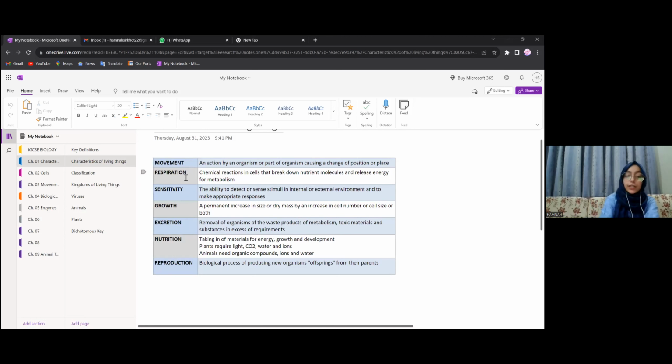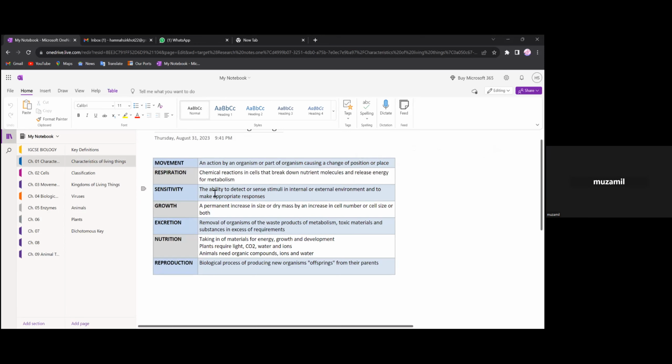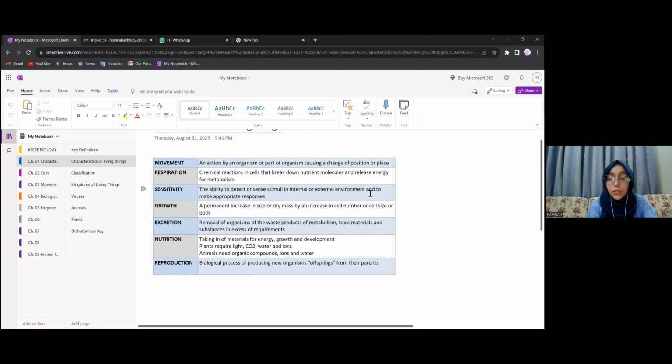Respiration. So in respiration, chemical reactions in the cells break down nutrient molecules and release energy. So this definition has 2 points as well. Cells break down the nutrient molecules and release energy. If you just write these 2 points, you'll get the marks. Okay, respiration. You've got sensitivity, the ability to detect or sense stimuli in the internal or external environment.